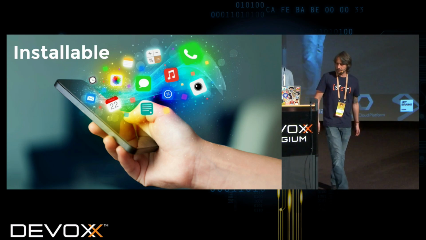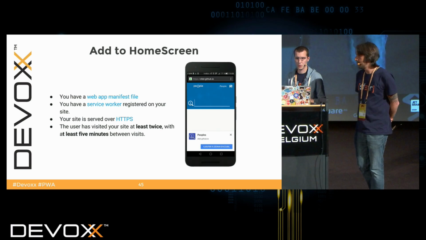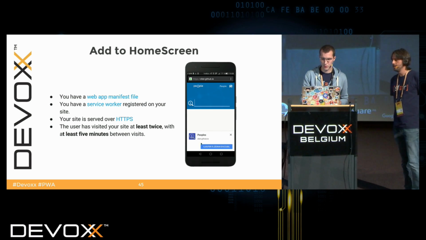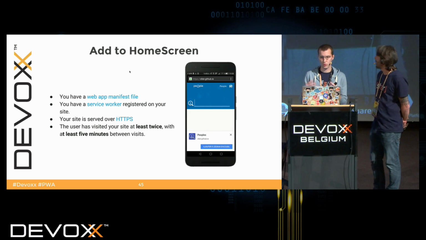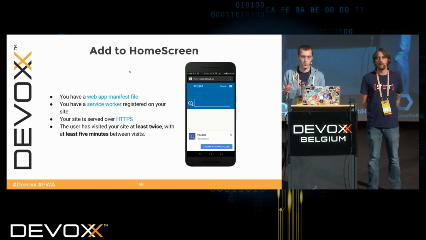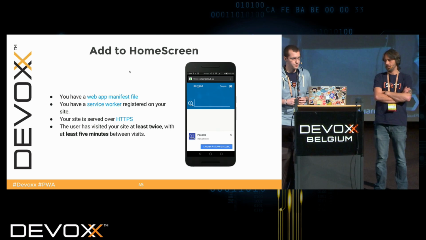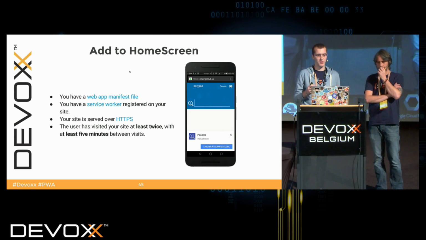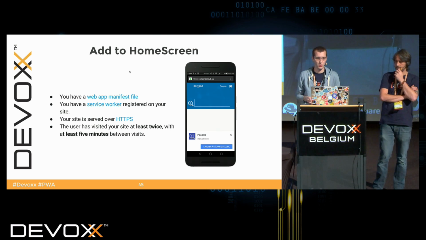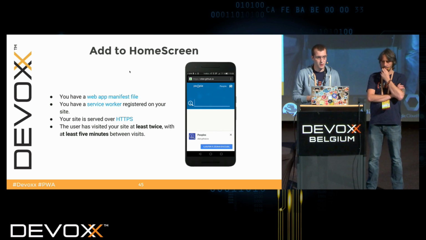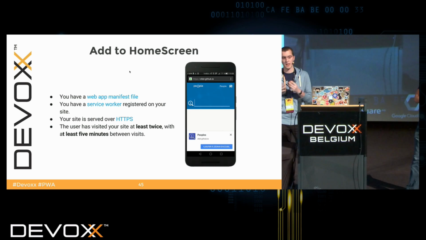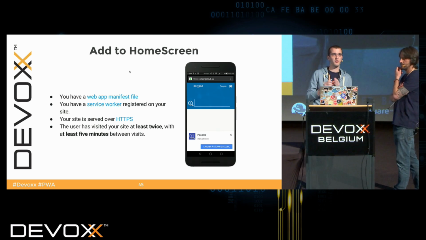Installable. Okay, when you have created your progressive web app and when you respect the conditions, you get a little pop-up that asks you to add your application to the home screen to keep it on your phone. So to obtain this pop-up, you must have a manifest file, we can see it just after, have a service worker, serve your site over HTTPS, and visit the site at least twice with at least 5 minutes between visits.